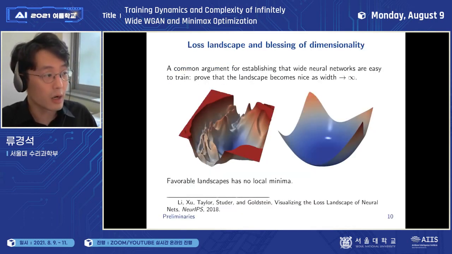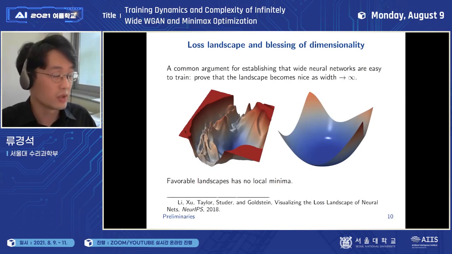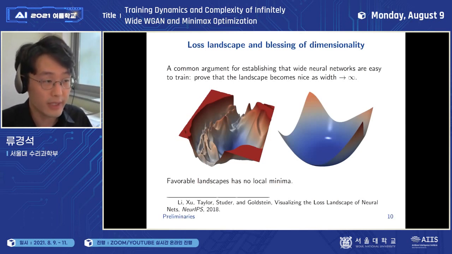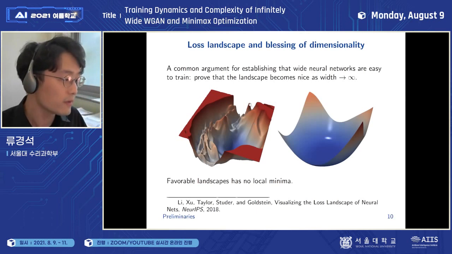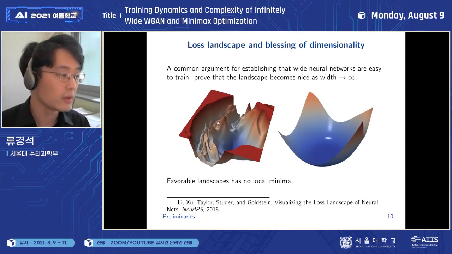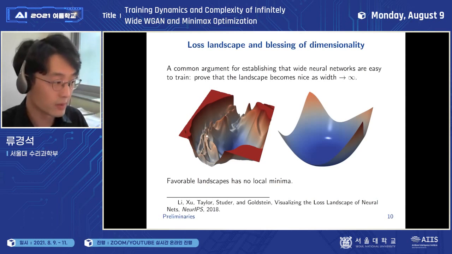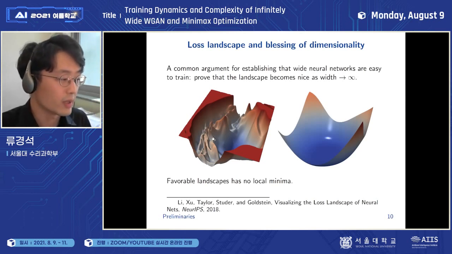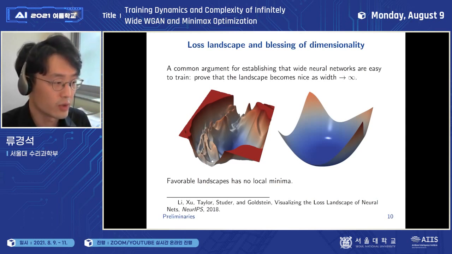Now, the common argument for establishing why wide neural networks are easy to train, or can be trained with theoretical provable guarantees, is to establish that the loss landscape becomes favorable as the width approaches infinity. On the left is a visualization of an unfavorable loss landscape. And remember, training corresponds to reducing a certain cost function. If we imagine ourselves as a person standing on these mountainous surfaces and we want to go downhill, that may not always be easy because, as you can see, there are many local minima that we might get trapped in if we try to descend this landscape. In contrast, the landscape on the right is much smoother.